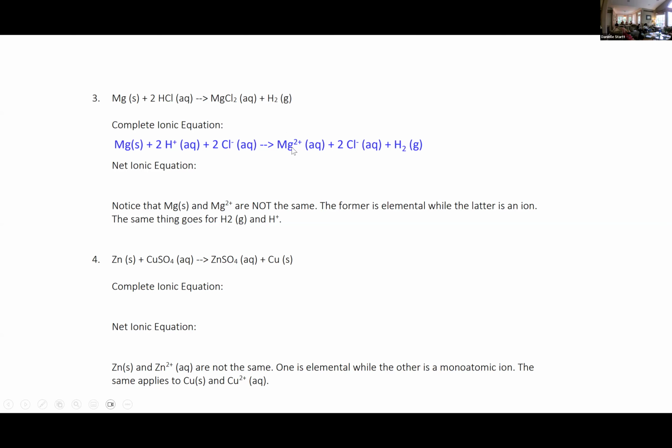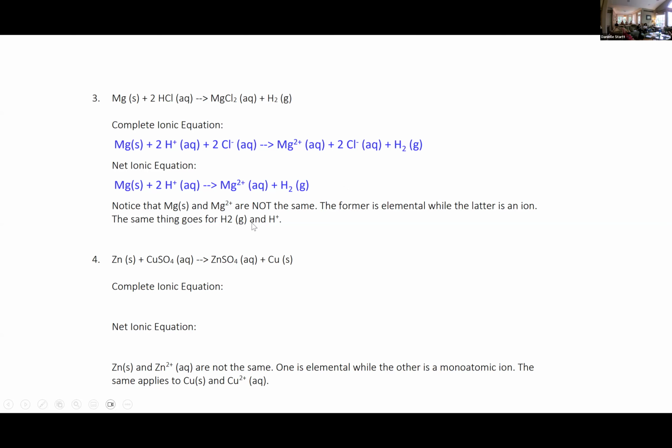So what are we gonna get rid of? What are our spectator ions? Who's the chloride? Yeah, we're getting rid of the chloride because it's not doing much here. So we have our magnesium, which is gonna stay a solid. Our 2 hydrogen, and that's gonna give us, there we go, magnesium in an aqueous state and hydrogen.